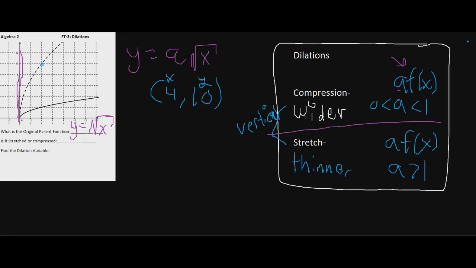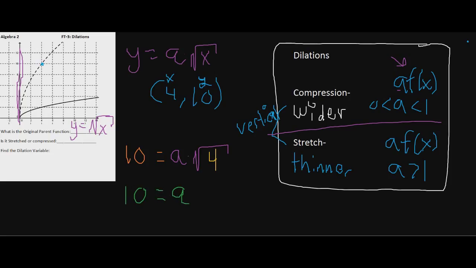Okay? Now I'm going to plug in x for x and y for y because we want to solve for a, so we need to pick a point that gives us a y value and an x value. We always pick the point that's on our new stretched or compressed function because this is the equation we want to find. So 10 goes in for y, and we get 10 equals a times the square root of 4.